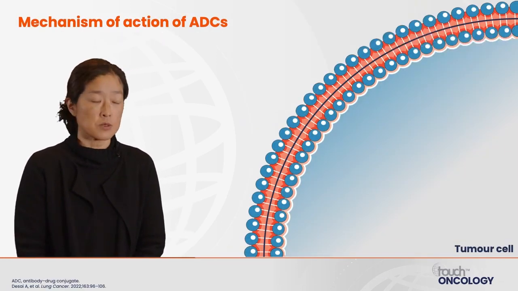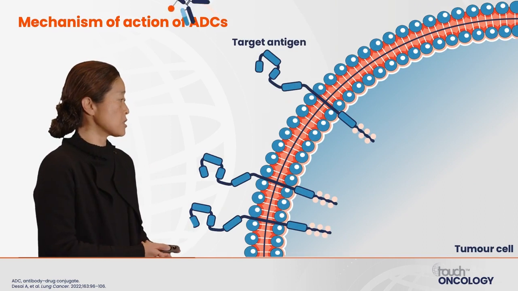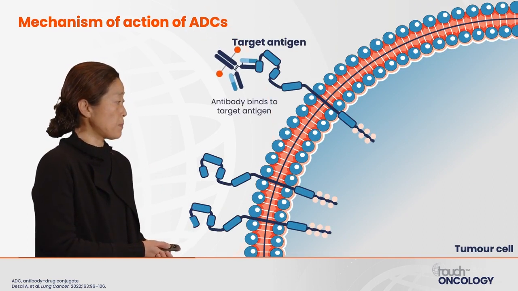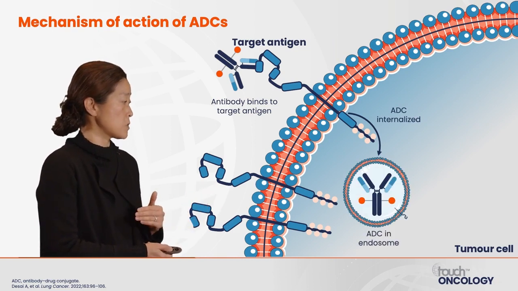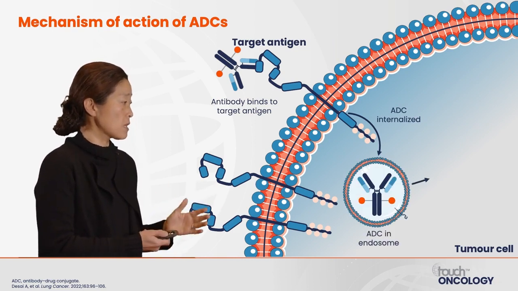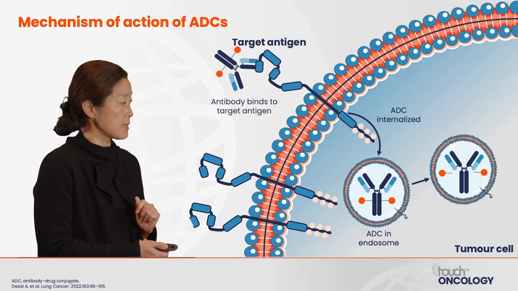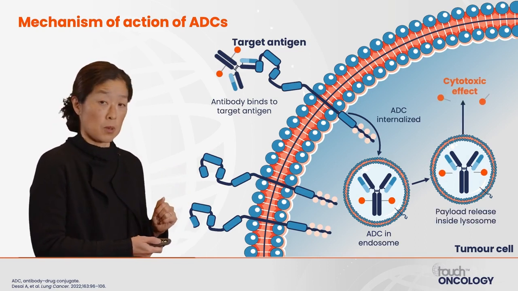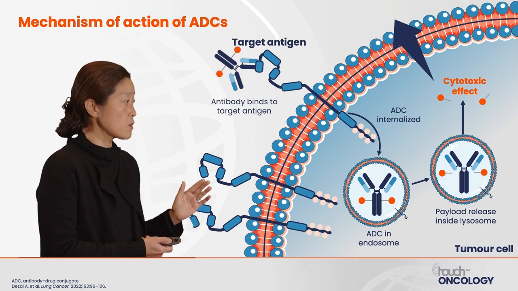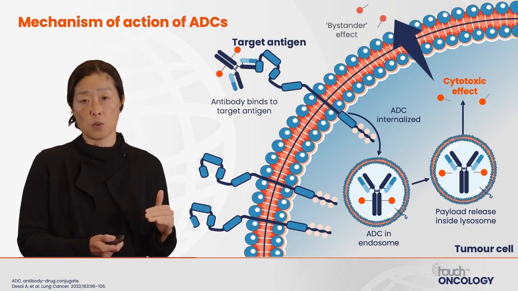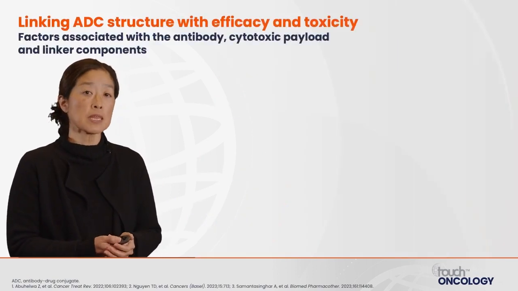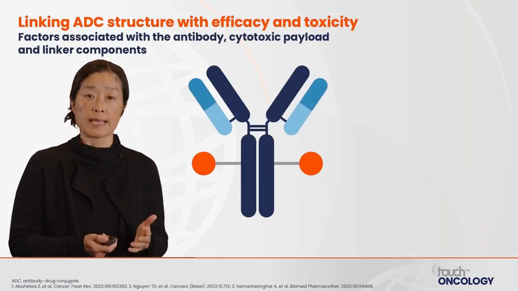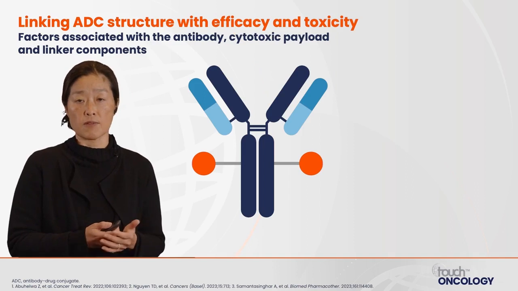So how do ADCs work? This cartoon is a schema that shows the ADC comes in, the antibody binds to the target antigen, the ADC is internalized into the endosome, there's payload release of the cytotoxic warhead inside the lysosome, and then the cytotoxic warhead exerts its effects, and there can also be bystander effect, where the warhead diffuses out through the membrane to neighboring cells.